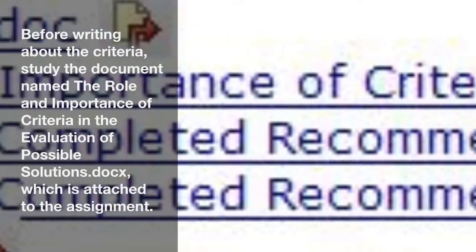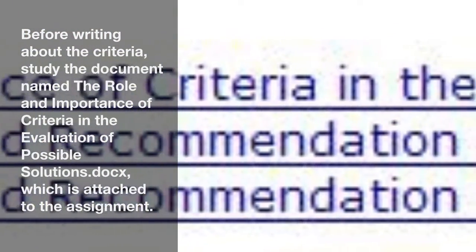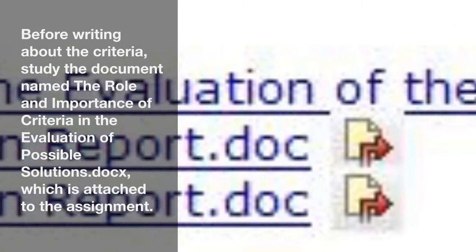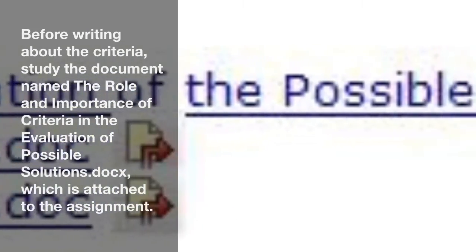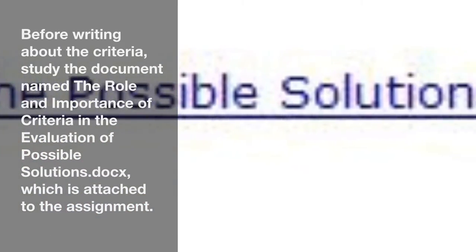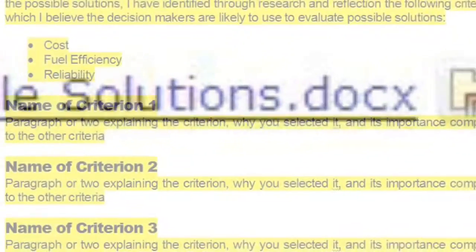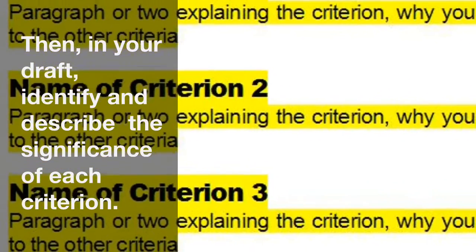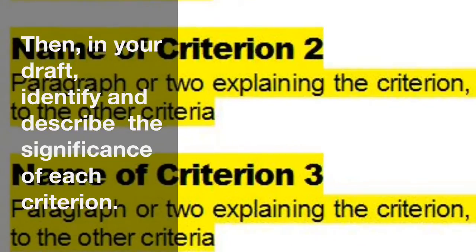Before writing about the criteria, study the document named The Role and Importance of Criteria in the Evaluation of Possible Solutions, .docx, which is attached to the assignment. Then, in your draft, identify and describe the significance of each criterion.